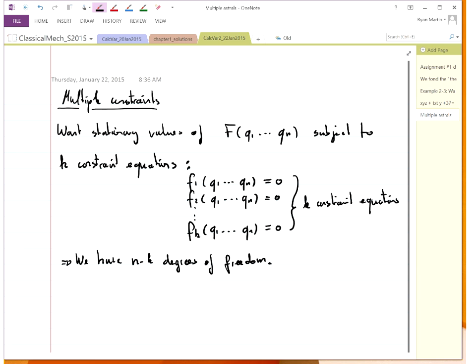So we could use these k equations to eliminate k of the q's and have the initial function as a function of only n minus k variables. But then we run into the problem of which q's should we eliminate, and isn't that choice arbitrary? And then we start treating some q's differently than others. So we would rather avoid that if possible. And maybe we want to keep all of them, actually. Okay, so the way to do that is, again, with the method of Lagrange multipliers.